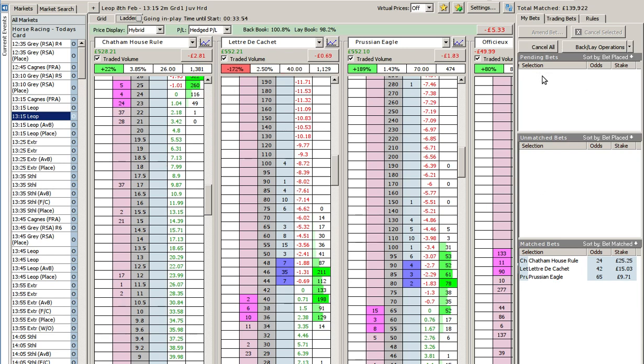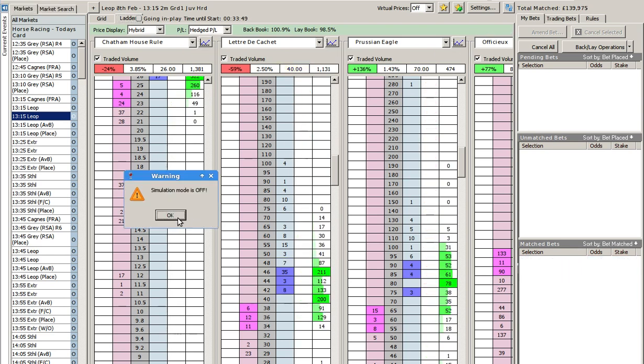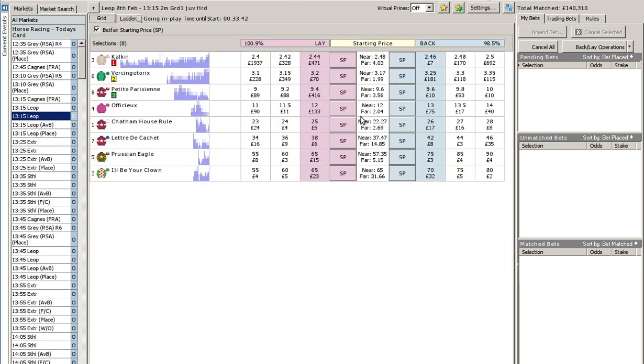Compare that to, let me just switch simulation mode on and off again, that'll clear the numbers. Compare that to the front two in the market.